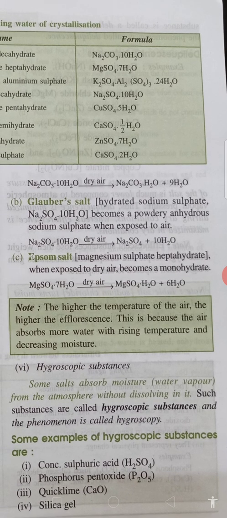The higher the temperature of the air, the higher the efflorescence. This is because the air absorbs more water with rising temperature and decreasing moisture.